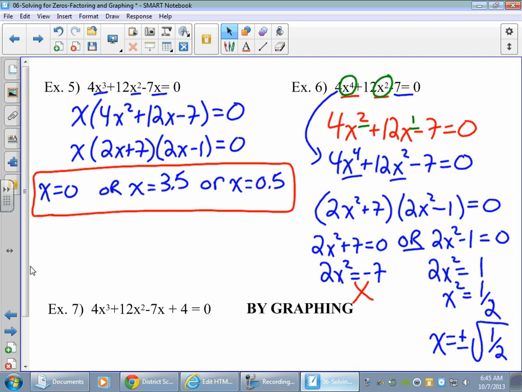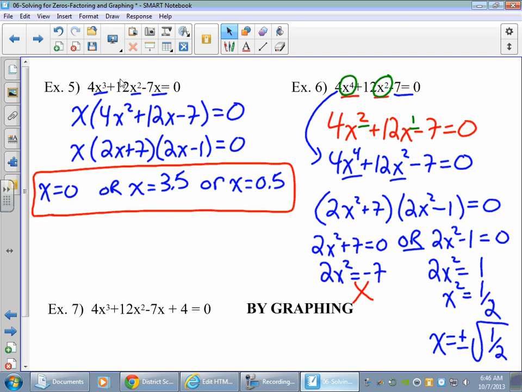Okay, so those are all questions that we would have seen last year and probably the year before. There's nothing really new this year other than we do deal with some cubics and quartic functions, but the factoring you do will be the same.